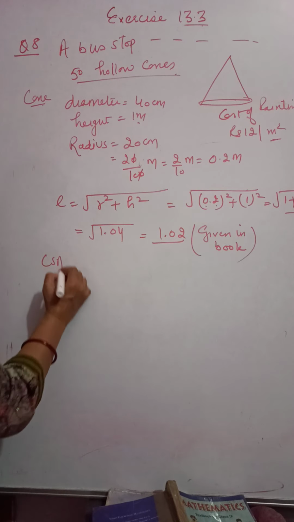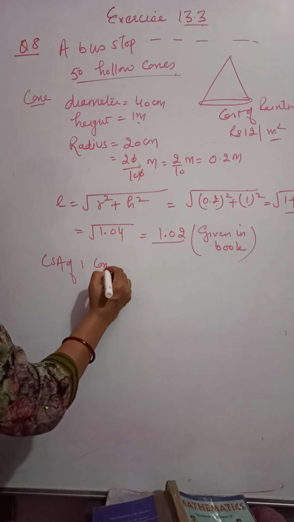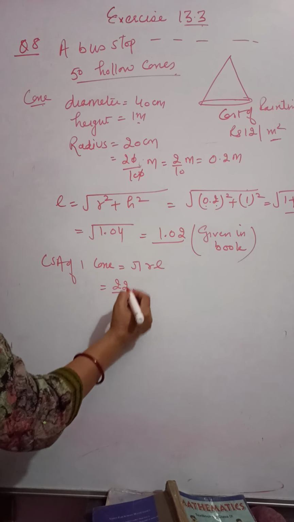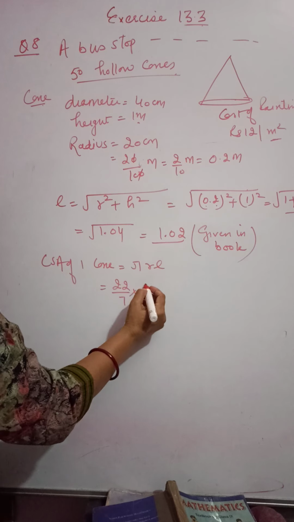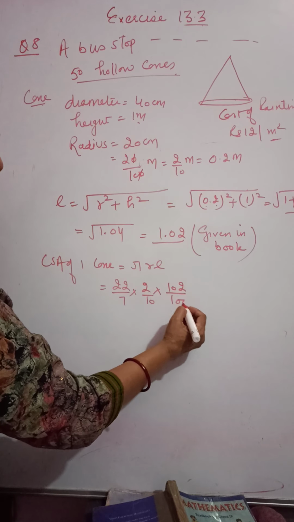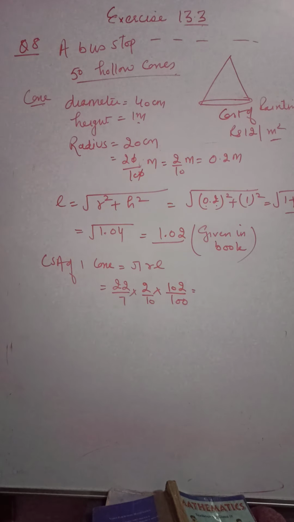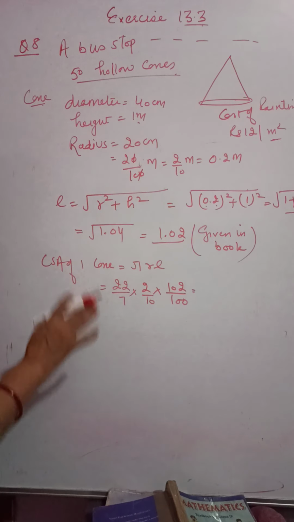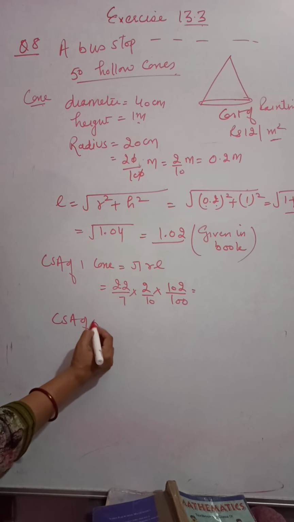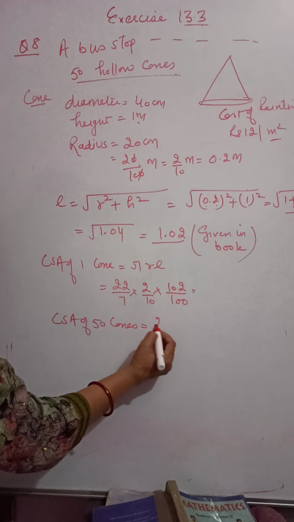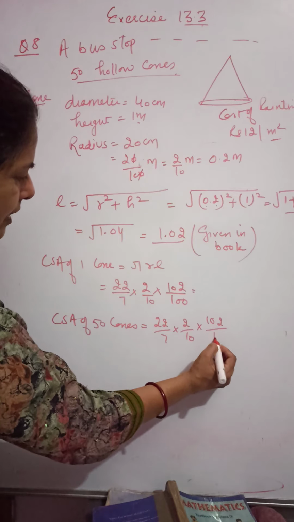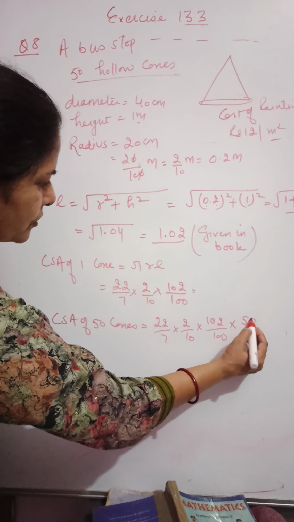Let's find the curved surface area of one cone. It is pi r L. Pi is 22 by 7, R is 2 by 10, and L is 102 by 100. No need to multiply it; we will multiply in the last. This is the curved surface area of one cone. What will be the curved surface area of 50 cones? 22 by 7 into 2 by 10 into 102 by 100 into 50.